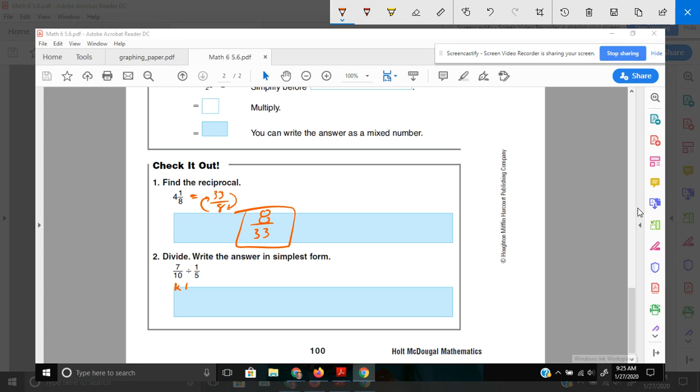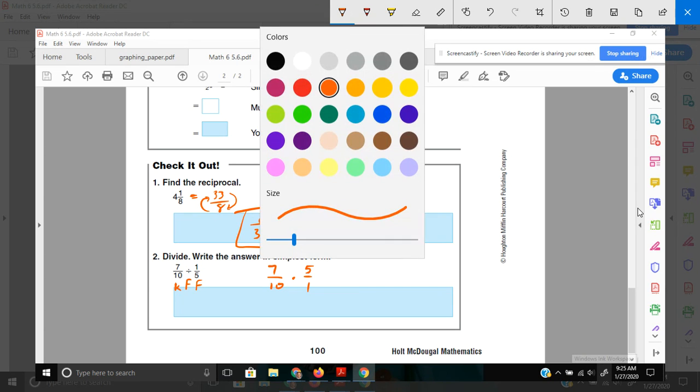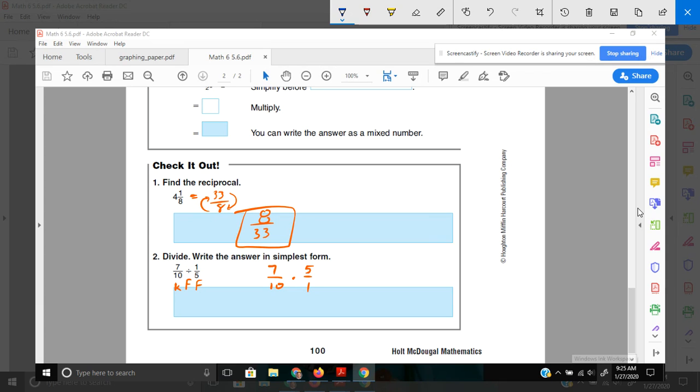Okay, here we go again, KFF. Keep my first fraction the same, 7/10. Flip division to multiplication and flop this number to its reciprocal. So 5 over 1. I will simplify before multiplying here. 5 and 10 could be both divided by 5, so that would give me 1 and 2. And then I'll multiply across. 7 times 1 would give me 7, and 2 times 1 would give me 2.